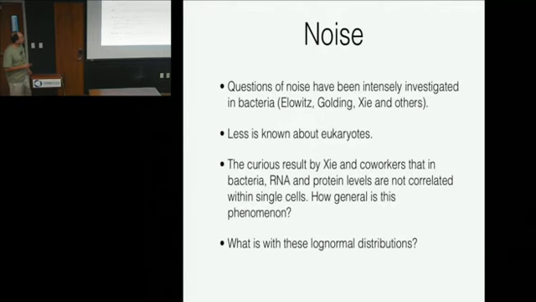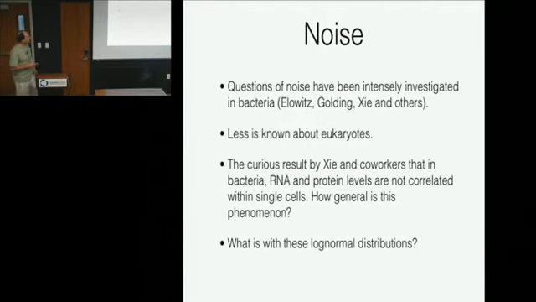One of the things I'll mention is this curious result by Sunney that in their bacterial measurements, they looked at the correlation between RNA and protein within single cells of the same gene, and they found that correlation was 0. Kind of a striking result, and it got a lot of people scratching their heads. So I'm going to revisit this question here in eukaryotes and describe a little model that explains both our results and Sunney's, I think, in a pretty general way. And then I'll return to the question of these log-normal distributions.